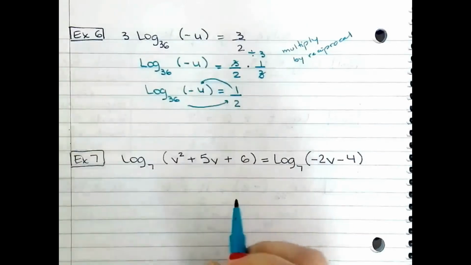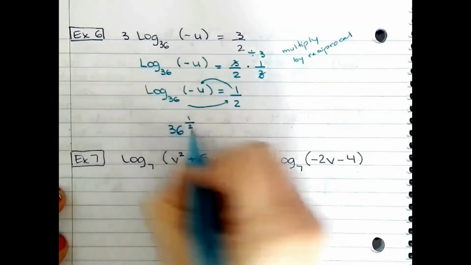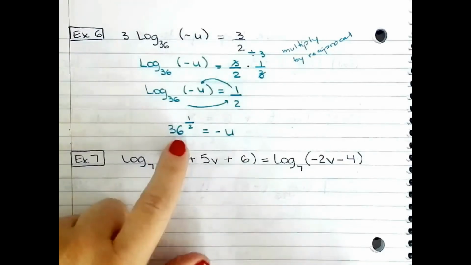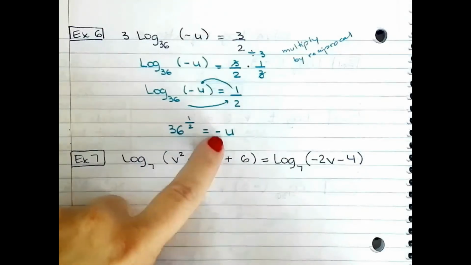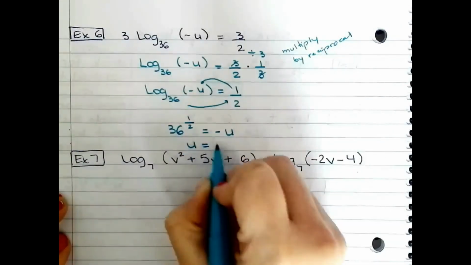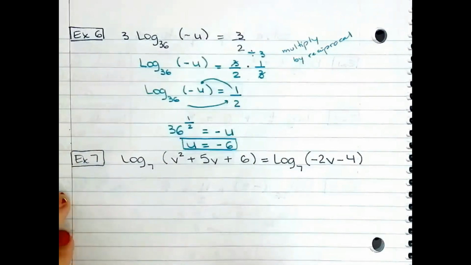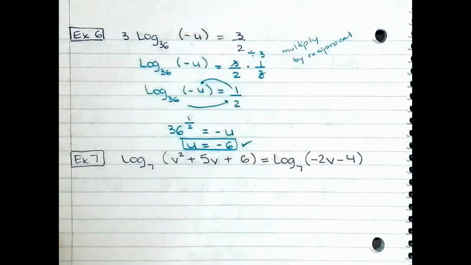Go ahead and rewrite this as exponential. So 36 to the power of 1/2 is negative u. At this point, you already know that the rational exponent means the radical. So it's the same thing as taking the square root of 36, which is 6. Because it's negative, that's going to give you u equals negative 6. Plug it in. Two negatives make a positive on the argument. Therefore, this is true.